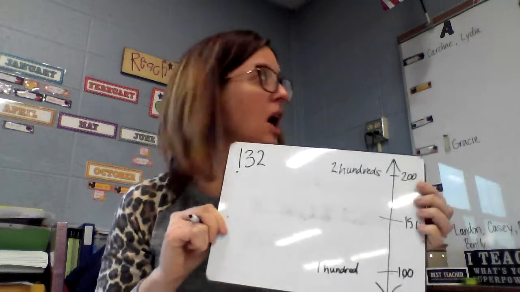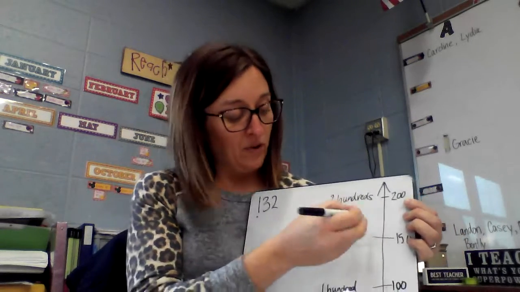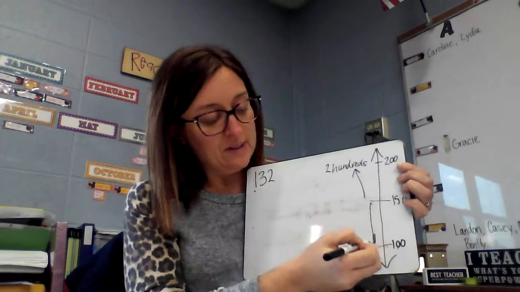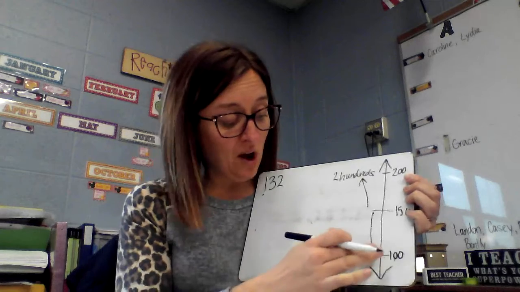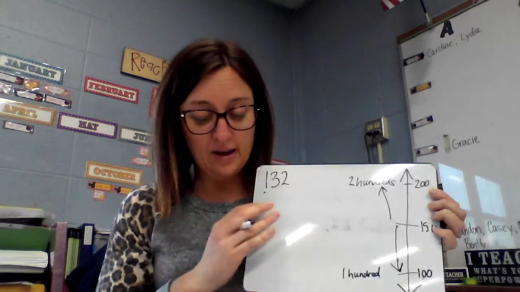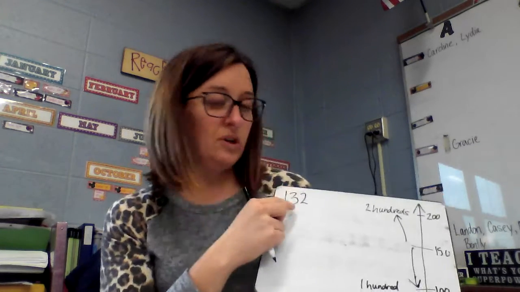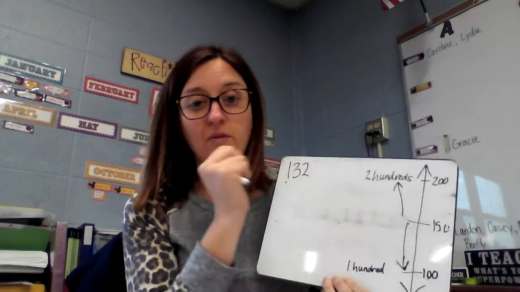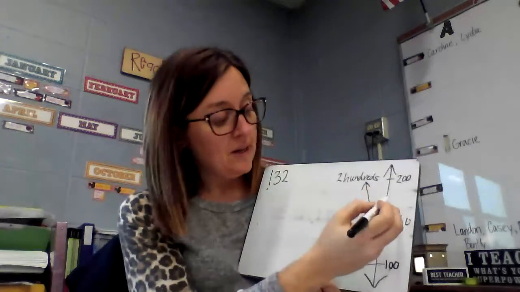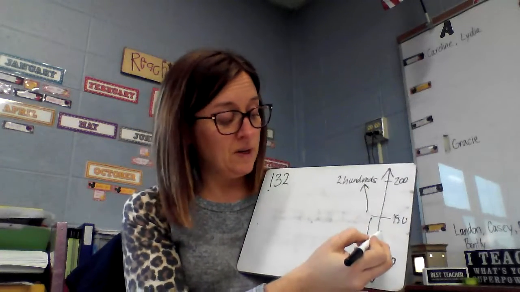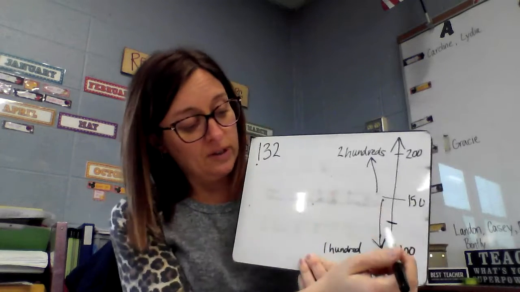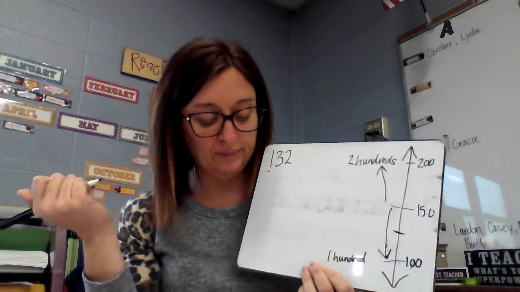Now, remember, just like when we were rounding by 10, the rules still apply. Any number that's above the halfway point rounds up. Any number that's less than halfway rounds down. Or we have our song. Same thing applies. Okay? So let's think about the number 132. Is 132 below 150 or above 150? If you said that it is below 150, you would be correct. So 132 would round down to 100.